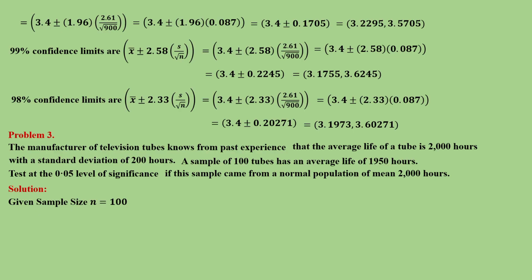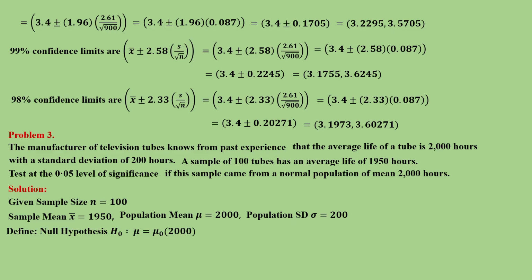So given sample size, sample of 100 tubes, small n is equal to 100. Then sample of 100 tubes has an average life 1950, so sample mean x bar is equal to 1950. Population mean, from the experience they are having, mu is equal to 2000 hours, and population standard deviation sigma is equal to 200. Define null hypothesis.